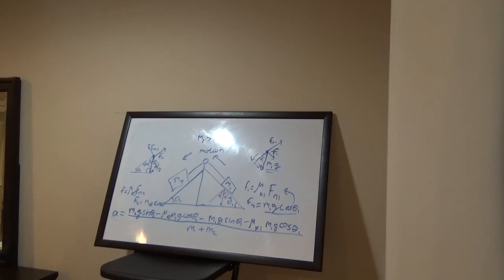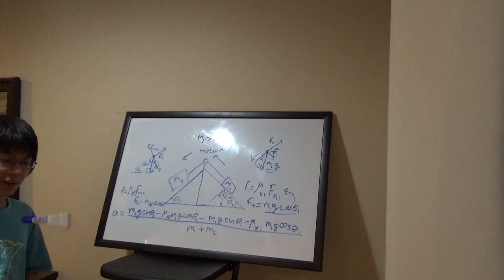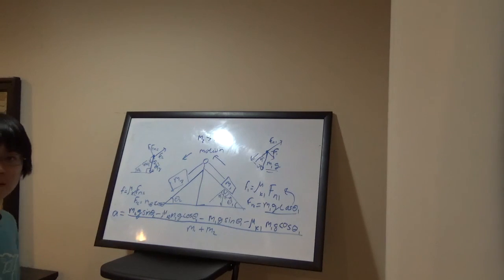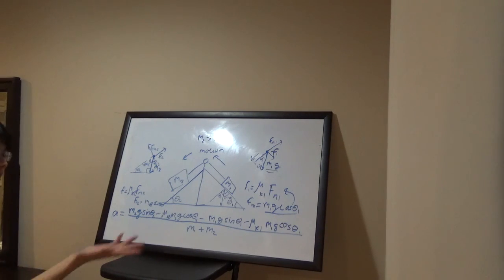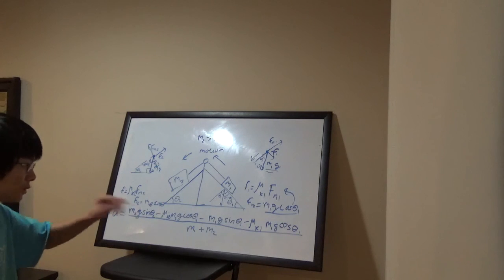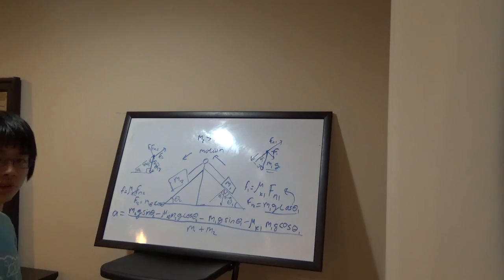So for this kind of Atwood machine, here is the general equation for the net acceleration. So if College Board ever decides to ask this for some reason, this will be your answer. Good thing to have it on your equation sheet, just in case. We never know what they'll ask.